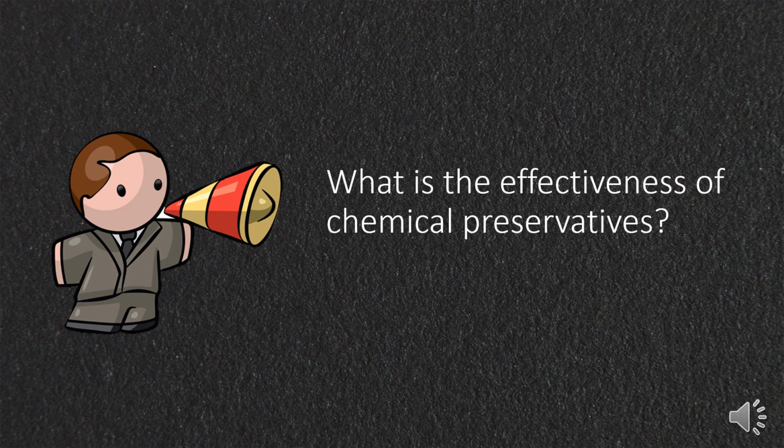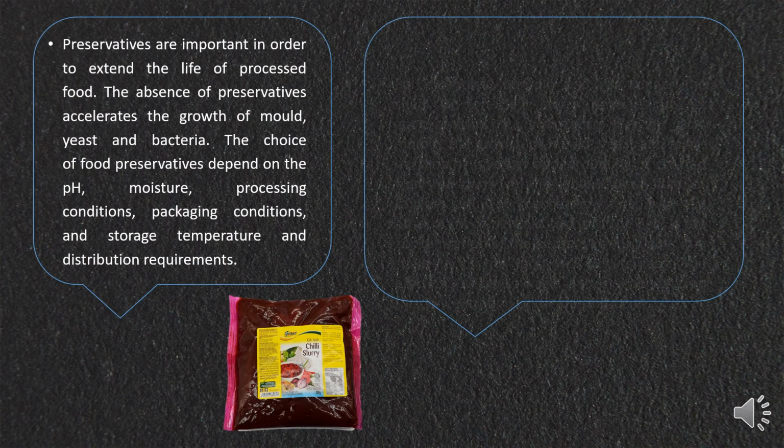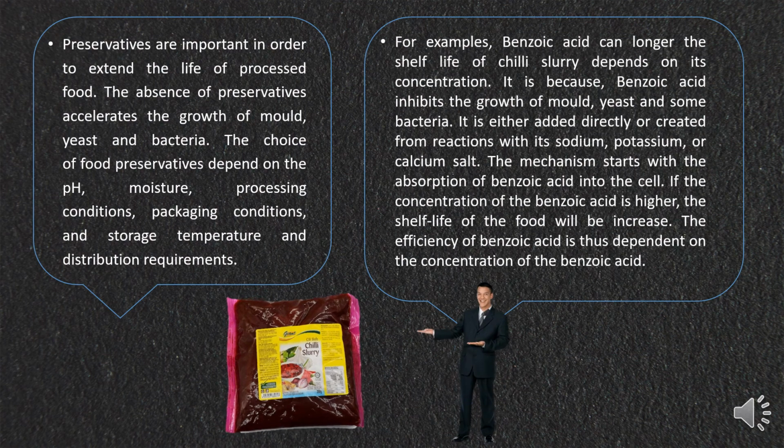So, what is the effectiveness of chemical preservatives? Preservatives are important in order to extend the life of processed food. The absence of preservatives accelerates the growth of mold, yeast, and bacteria. The choice of food preservatives depends on the pH, moisture, processing conditions, packaging conditions, and storage temperature and distribution requirements.